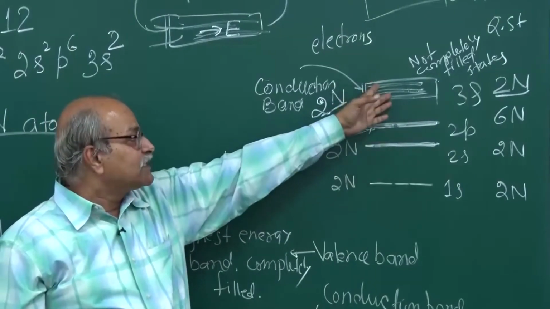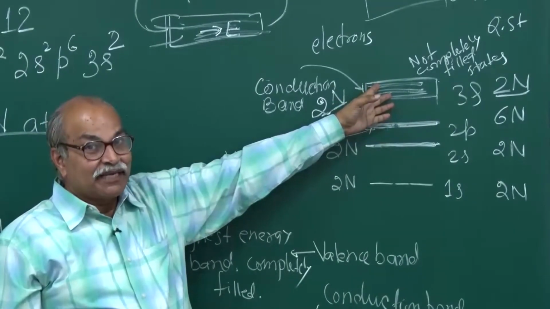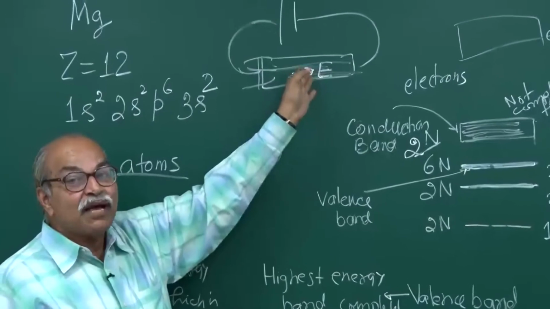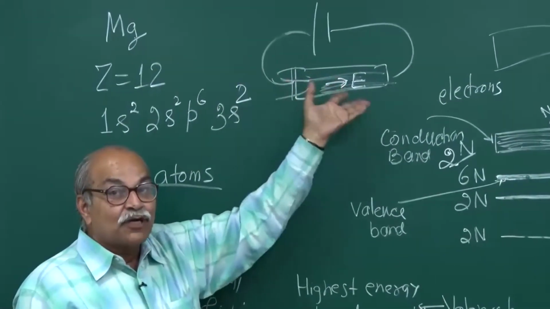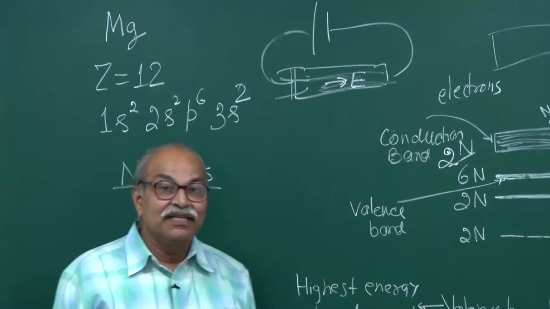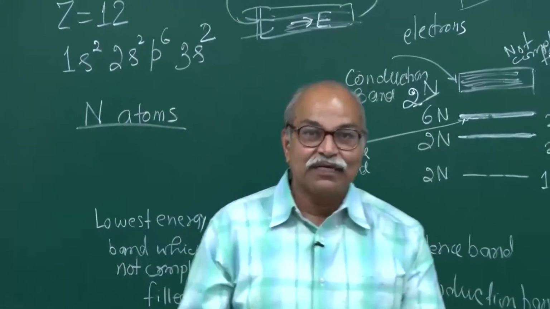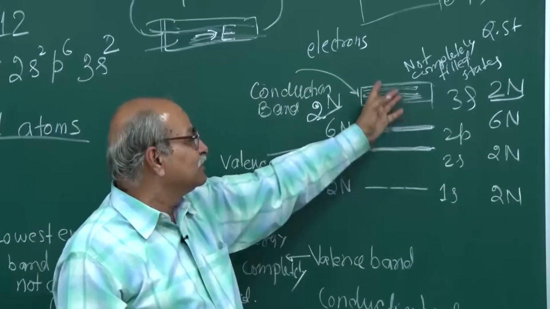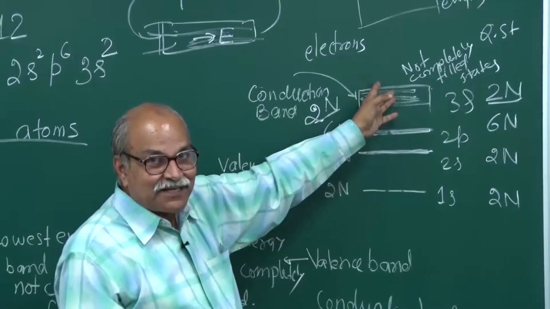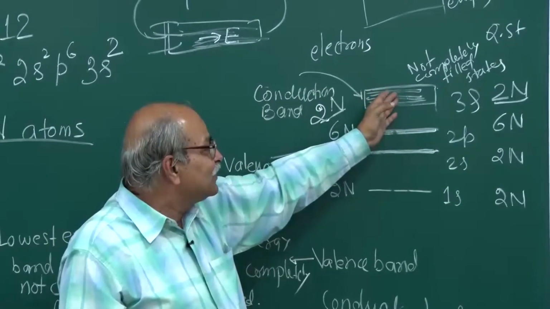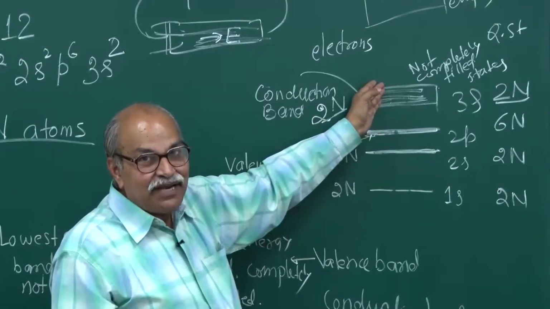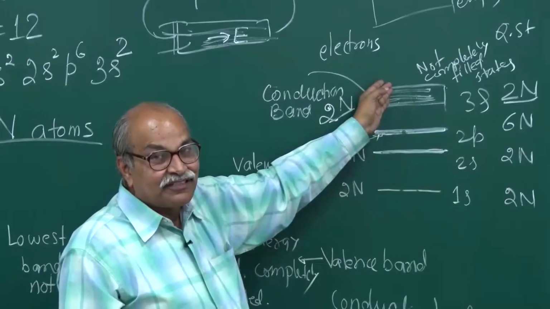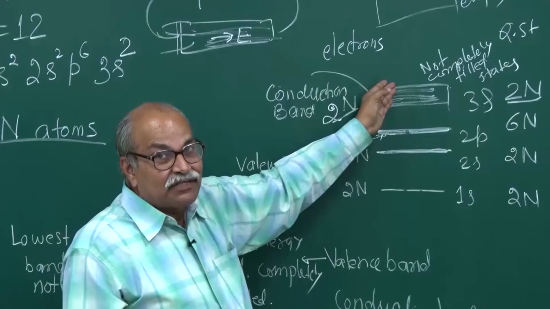Now, if this is also completely filled, what do you expect? If I take a magnesium ribbon and connect the ends to a battery to pass a current, what will happen? The electric field will interact with the electrons and try to give them some energy, and this band is completely filled. So you may think that these electrons will not accept kinetic energy from the electric field, and so it should be an insulator, but it is not. Magnesium is a very good conductor.